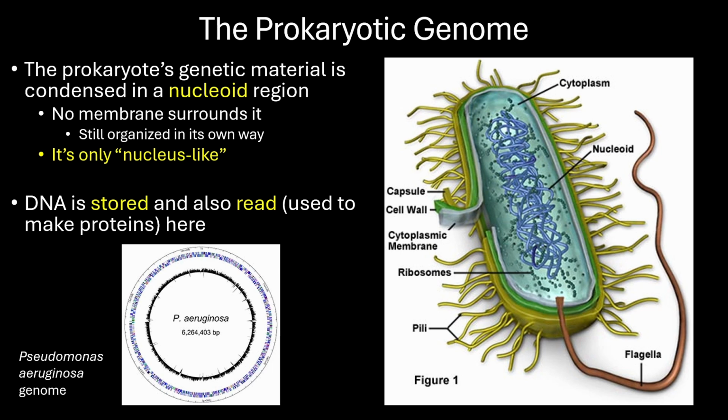Okay, this is the central space where DNA is stored. It's not bound by any membrane or anything like that. It's called a nucleoid because it's nucleus-like. It's very distinct from the nucleus, but it's similar in the sense that this is where DNA is stored. So DNA is kept here and maintained here by a variety of proteins that help keep their DNA healthy and organized. And this is also where DNA is read, where it is used to make proteins.